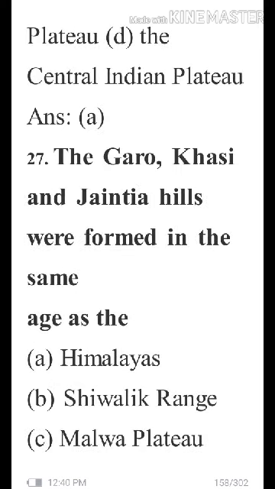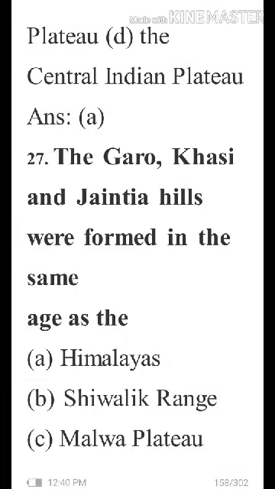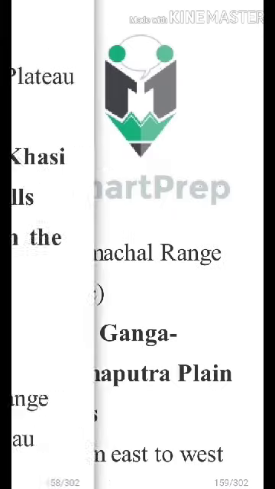The Garo, Khasi and Jayantia hills were formed in the same age as the Malwa Plateau. Okay, these are very important. Khasi, Garo, Jayantia are in Meghalaya. Malwa Plateau, Meghalaya. Okay, and next, 28th question.